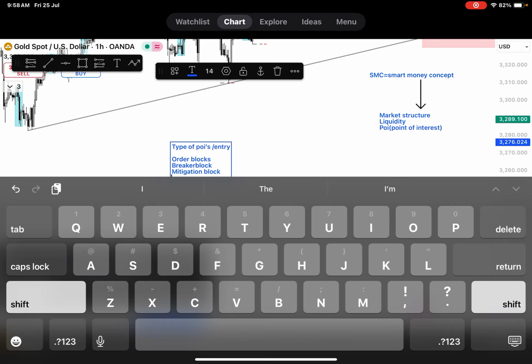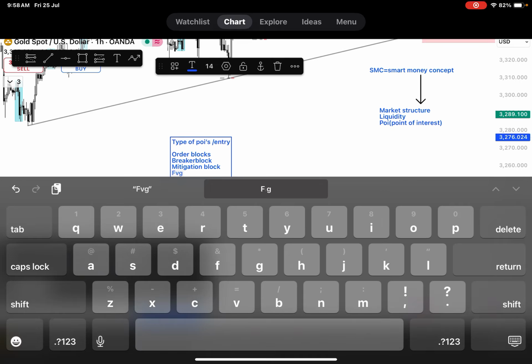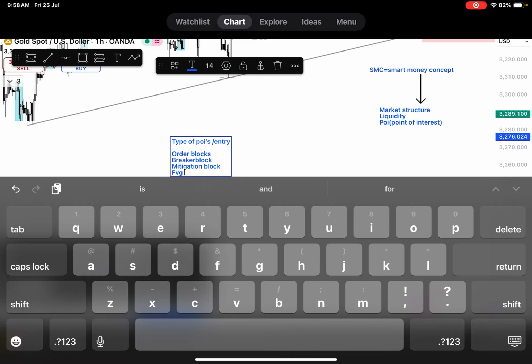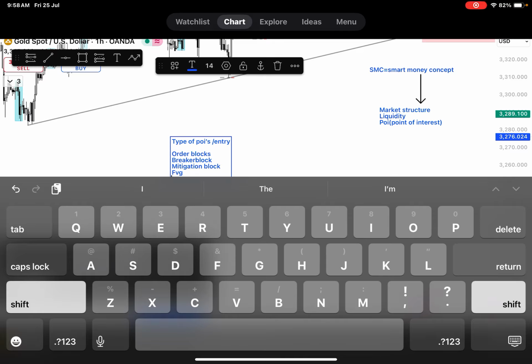We have the fair value gap, which is referred to as FVG. If you have seen it in the market, there's no way you will not tell me you have not seen that on a professional trader's chart. FVG means fair value gap. You understand? That is the meaning. That's the fair value gap.